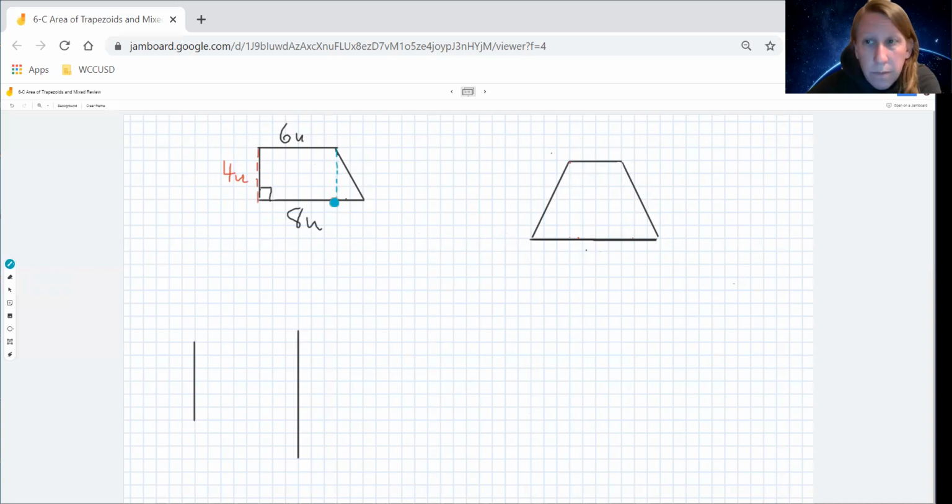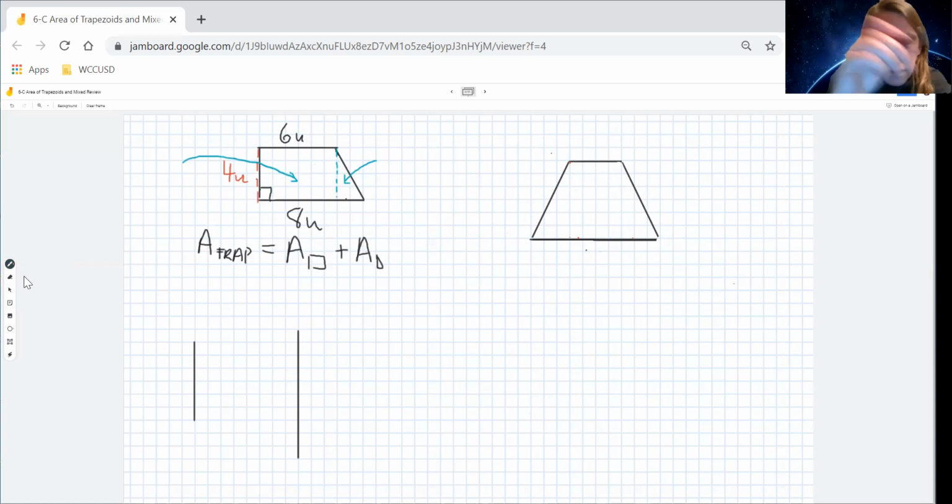Now, why is that smart? Do we know how to find the area of that shape? That's a rectangle. Do we know how to find the area of that shape? That is a triangle. So if I want to find the area of this trapezoid, I'm just going to put TRAP. That's going to equal the area of the rectangle plus the area of that little right triangle.